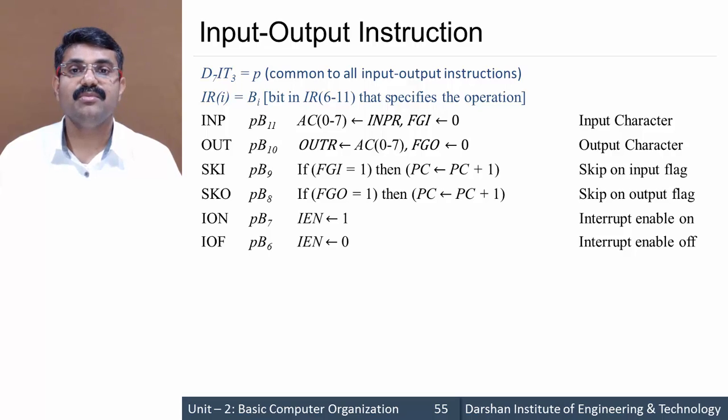But the question you must have is: what is IEN? It is a flag. IEN, the interrupt enable flag, is set and reset. It is set at the ION instruction and it is reset at the IOF instruction. We'll look at these two flags in detail in the next part, that is the interrupt cycle.